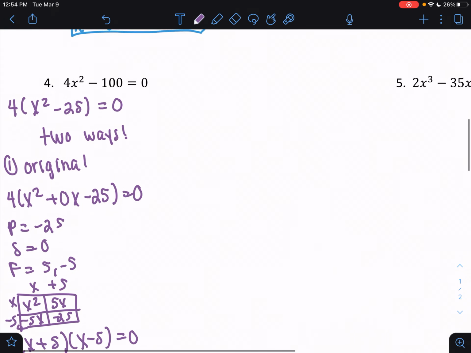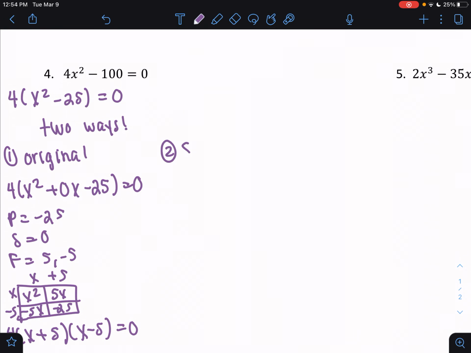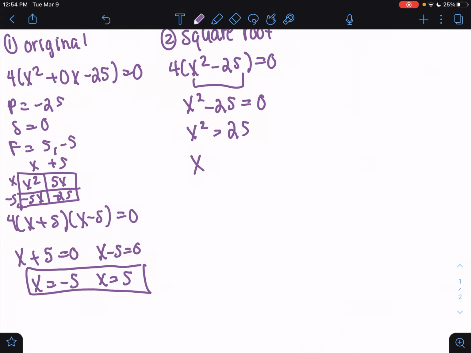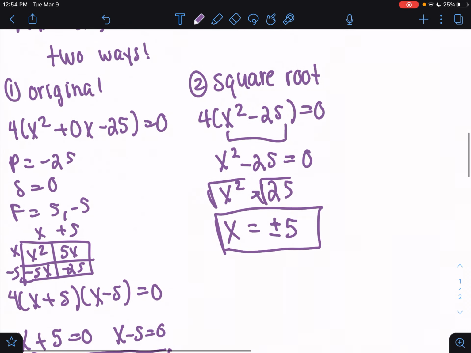Now the other way that we can do it is using the square root. So if we have 4 times x squared minus 25 is equal to 0, we can just take this parenthesis here and set that one equal to 0, and then we have x squared equals 25, and so we take the square root of both sides, and x would equal 5, but remember it has to be plus or minus 5, because negative 5 squared is 25, and positive 5 squared is also 25. So you could do this either way. If this makes sense to you, go ahead. If not, then just stick with the original.